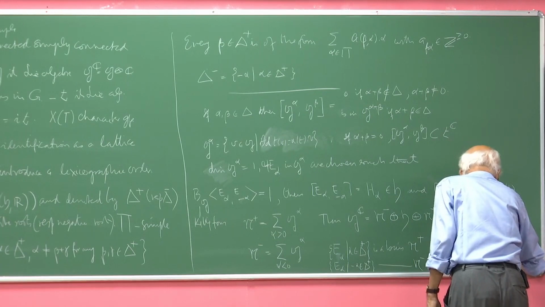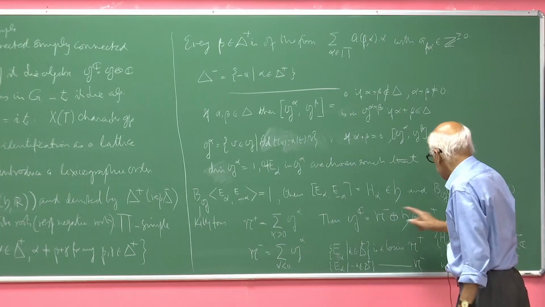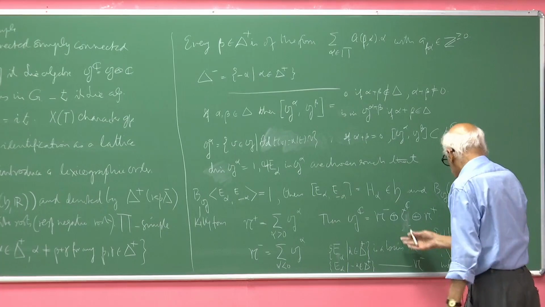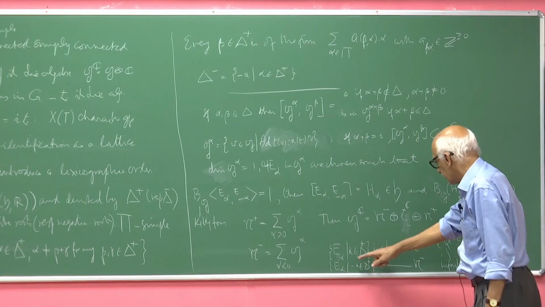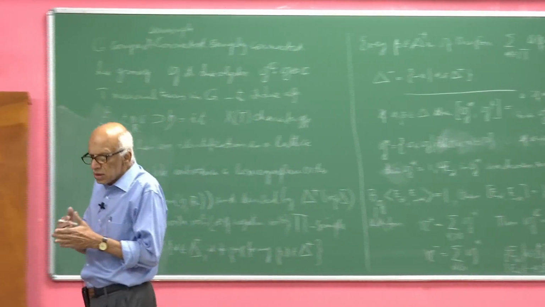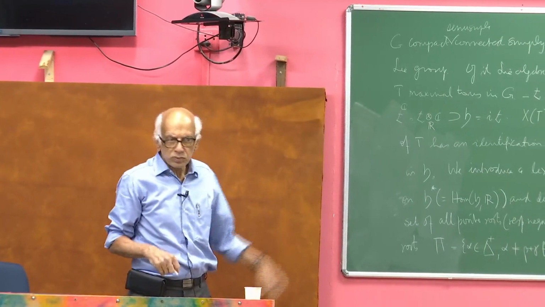All these are complex vector spaces, so when I say it's a basis, I mean over the complex numbers. E_alpha with alpha in Delta plus forms a basis of n plus, E_alpha with alpha in Delta minus is a basis of n minus, and H_alpha with alpha ranging over simple roots is a basis of T_C. So we've seen that the H_alpha, alpha in Pi, form a basis for H over R.